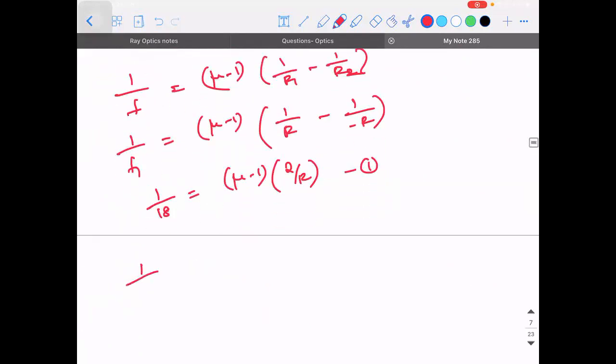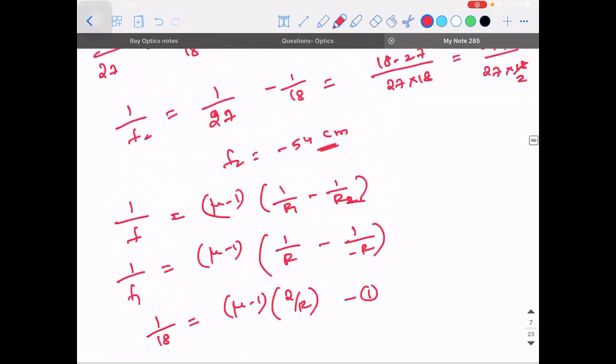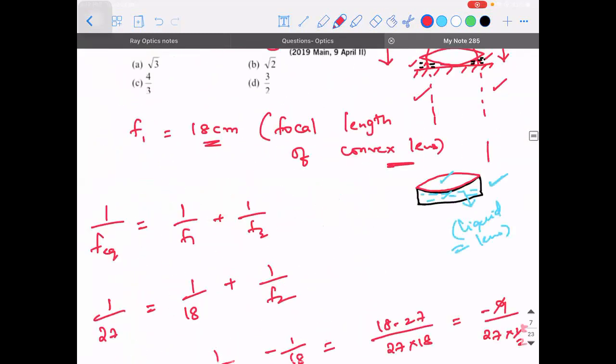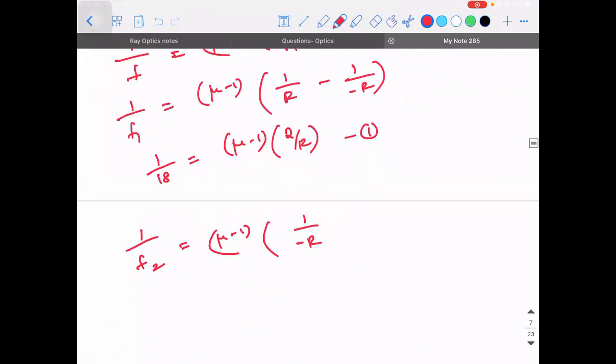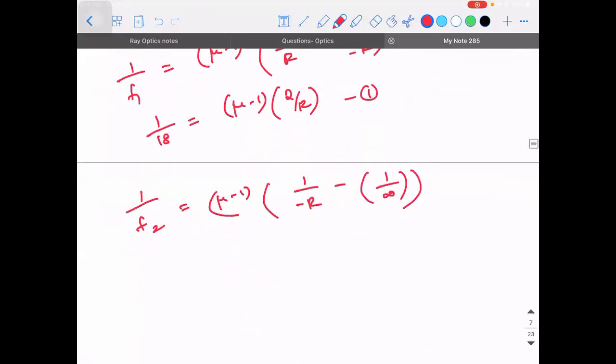Similarly, 1 by f2 is equal to mu minus 1 into 1 by r1. R1 is minus r because upward is taken as negative. 1 by minus r minus 1 by infinity because it's a plano convex. So it is mu minus 1 into minus 1 by r, which is 1 by f2, that is minus 54.